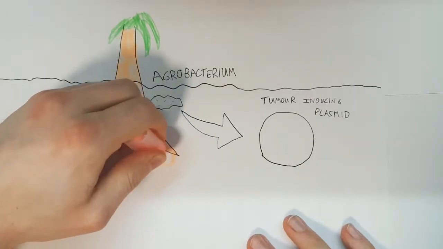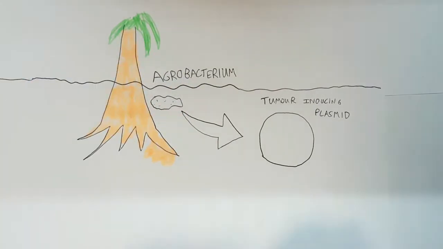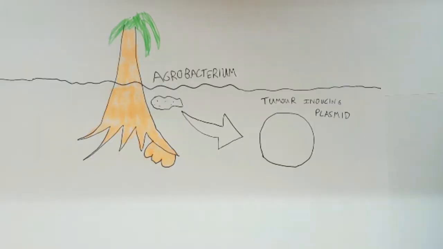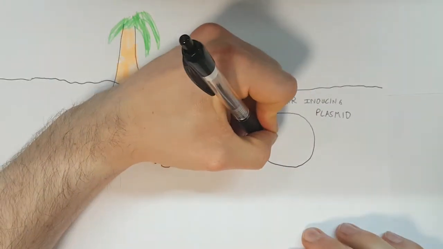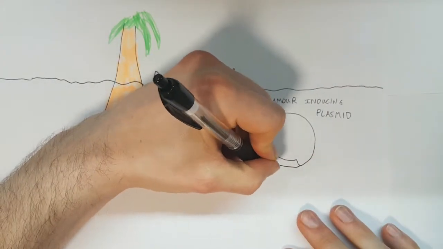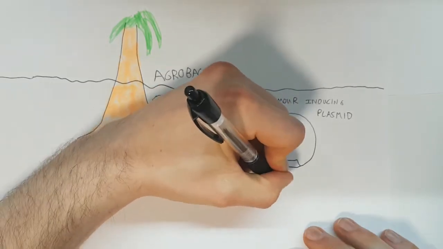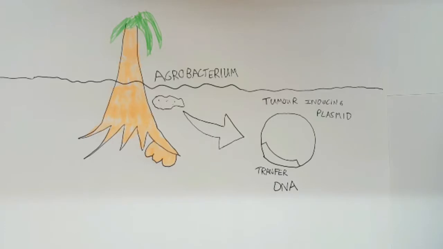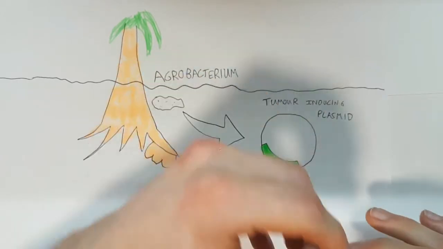The DNA inserted contains genes which increase cellular proliferation within the cells of the plant, which will allow the formation of a tumor for the cells to live in. It also contains genes which instruct the cells of the plant to produce valuable nutrients for the bacteria to thrive on, such as amino acids. The DNA inserted from the plasmid into the plant to cause these changes is termed transfer DNA.